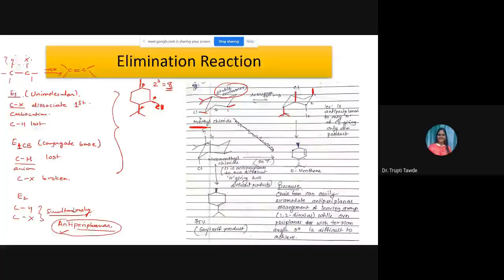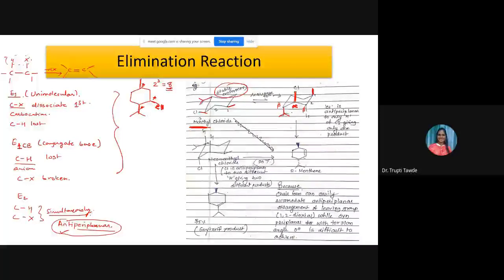So now what are we going to remove from here? Chlorine. Okay, now let's call this alpha. This is my alpha carbon, which is going to lose the chlorine. How many beta carbons do I have? 2. Okay, let us call this beta and I'm calling this beta dash.